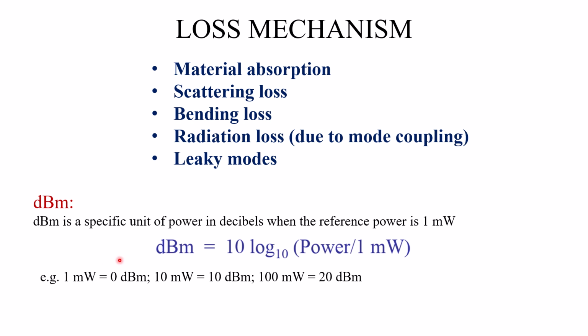So it is defined in this way. dBm means 10 log to the base 10 of the power measured in milliwatt divided by 1 milliwatt. So 1 milliwatt power, if we convert it into equivalent decibel milli, becomes 0 dBm. 10 milliwatt power becomes 10 dBm. 100 milliwatt power becomes 20 dBm. In this way, we can convert the power in milliwatt into the corresponding dBm value using this relationship.